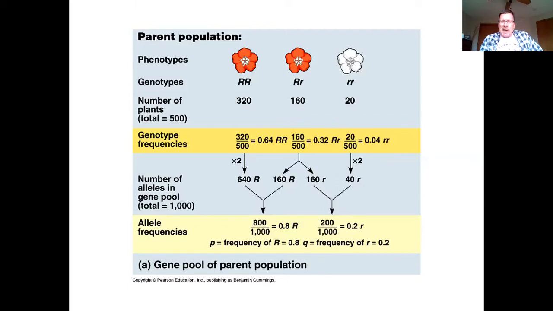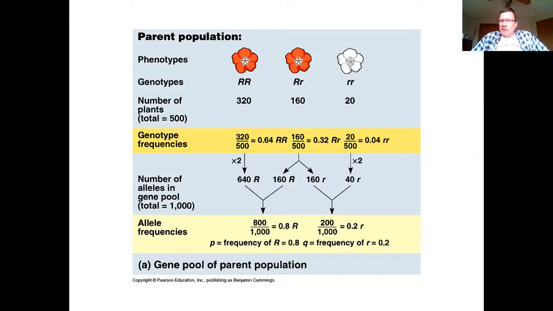160 of those were heterozygous, so you add 160 dominant R alleles. Out of the total 1,000, because you had 500 plants and each one was diploid, 800 of the 1,000 are the dominant big R allele. So that's 80%, or 0.8.